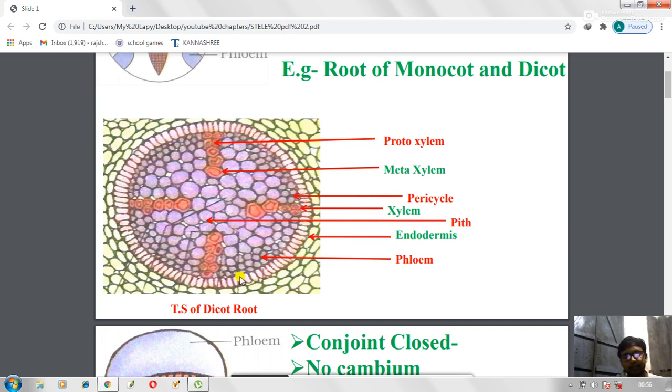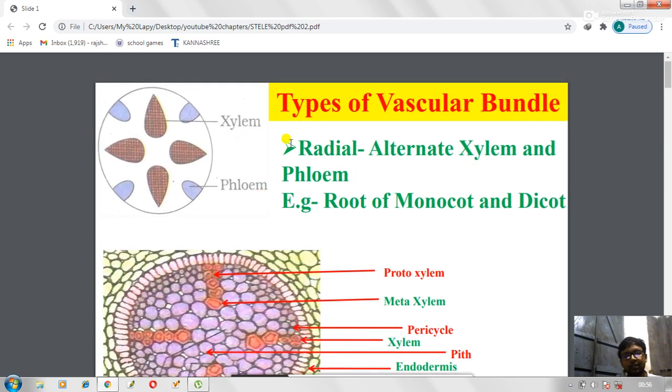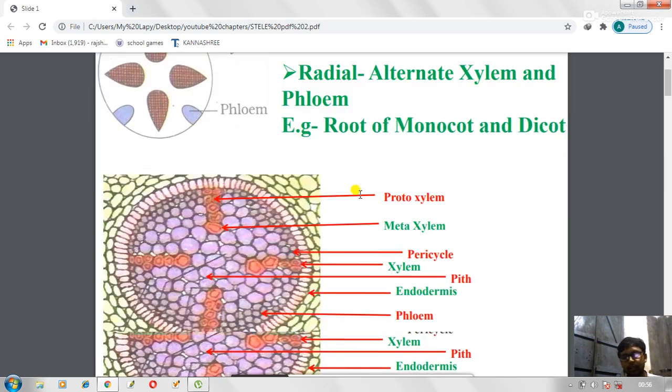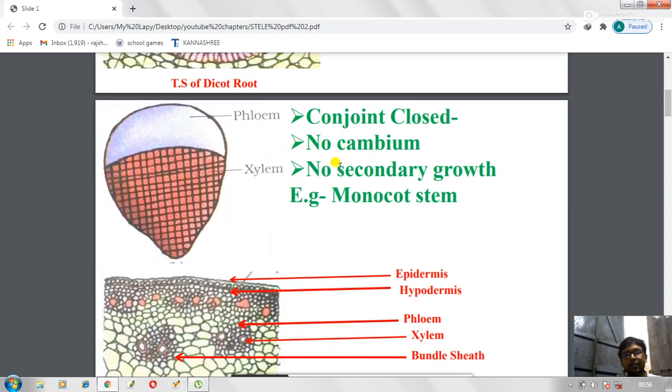The endodermal layer is suberized, a highly impermeable layer. The endodermis is actually the innermost layer of the cortex. We'll discuss it later in detail. Protoxylem and metaxylem are formed here. In this case it is important that the radial type is present alternately. And next you will see the conjoint closed type.